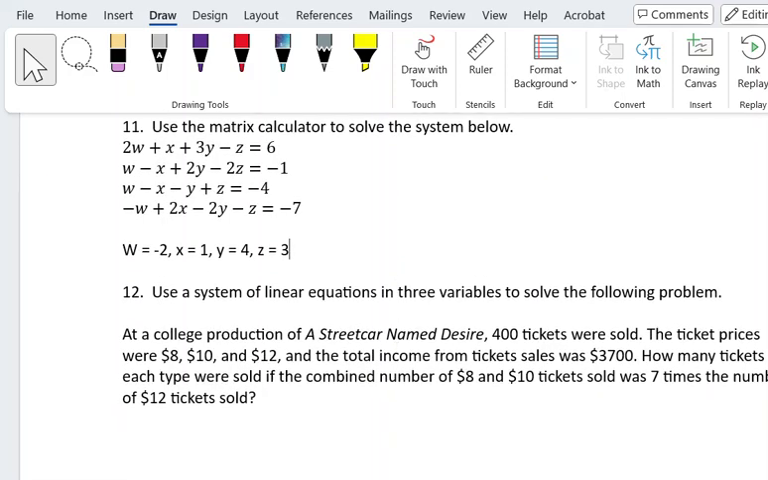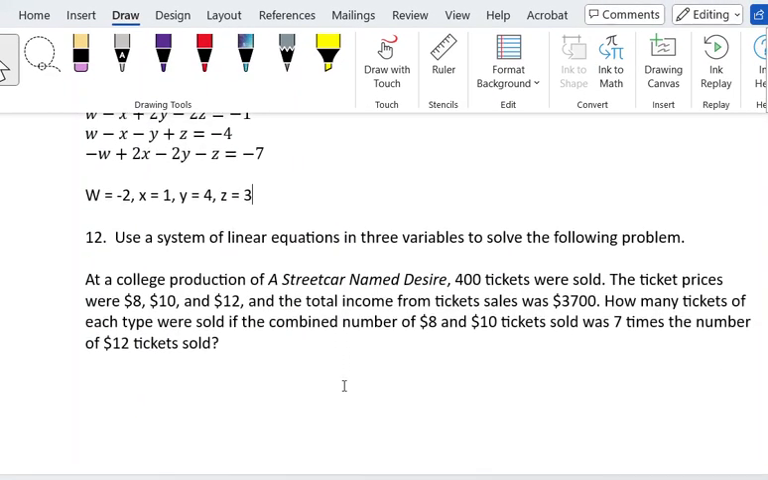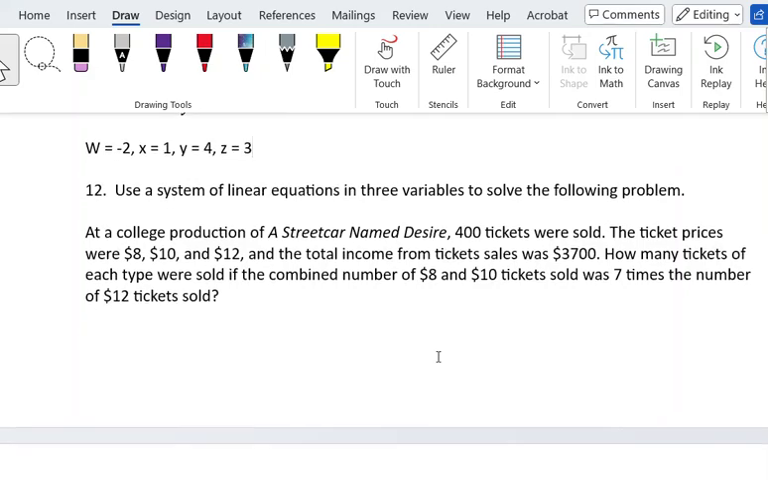Finally, with question 12, we have this problem where we have a college production of a play where we're selling 400 tickets. Ticket prices are $8, $10, and $12. Total income from ticket sales was $3,700. How many tickets of each type were sold if the combined number of $8 and $10 tickets sold was 7 times the number of $12 tickets sold?